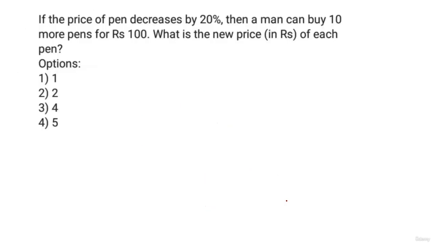So we'll solve one more question, guys, based on the same concept, a plus b plus ab upon 100, and see how things become really very easy. This is derived from a previous CAT question. I do not remember, I think it's 2002 or 3, probably. Anyway, the question now says, if the price of a pen decreases by 20%, then a man can buy 10 more pens for rupees 100. What is the new price of each pen?